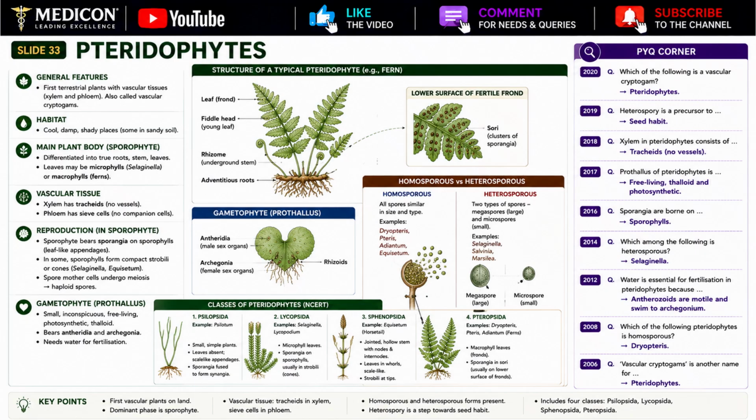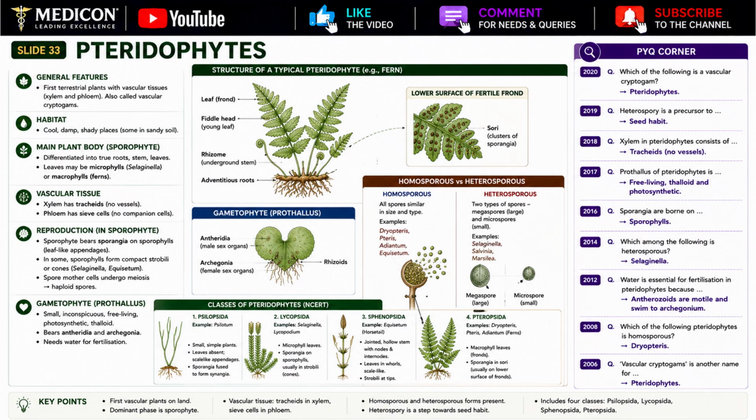Psilopsida is the class in which the sporangia are fused to form synangia. When it comes to Lycopsida, examples are Selaginella and Lycopodium. They have microphyll leaves, with sporangia on sporophylls, usually in strobili, that is cones. Sphenopsida, example Equisetum, the horsetail, has a jointed hollow stem with nodes and internodes, leaves in whorls, and scale-like strobili at the tips. Pteropsida, examples Dryopteris, Pteris, and Adiantum, that is ferns, have macrophyll leaves, fronds, with sporangia in sori, usually on the lower surface of the fronds. So these are the classes of pteridophytes you have to remember.